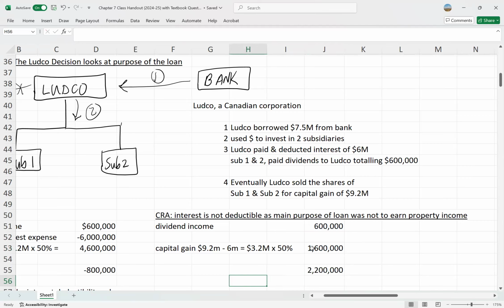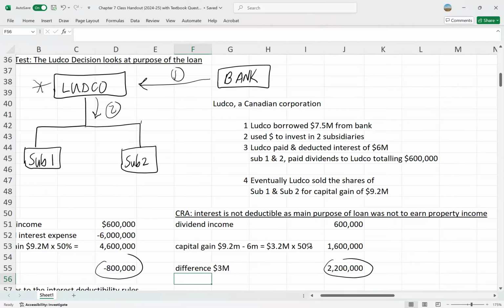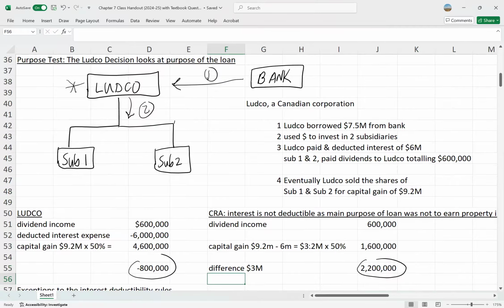And so when you look at the difference here between the negative 800,000 and the 2.2 million, that's basically a difference of 3 million. And the reason for that difference is because what the CRA says is that the 6 million should be deducted when you calculate your capital gain, added to the cost of the shares that you're selling, and therefore only 50% of that 6 million will end up reducing the taxable capital gain because it's only 50%. We have to multiply it by 50%. Whereas here you get to deduct the full 6 million.